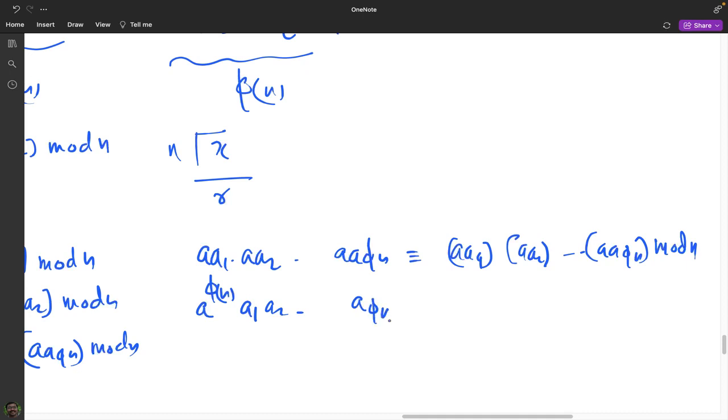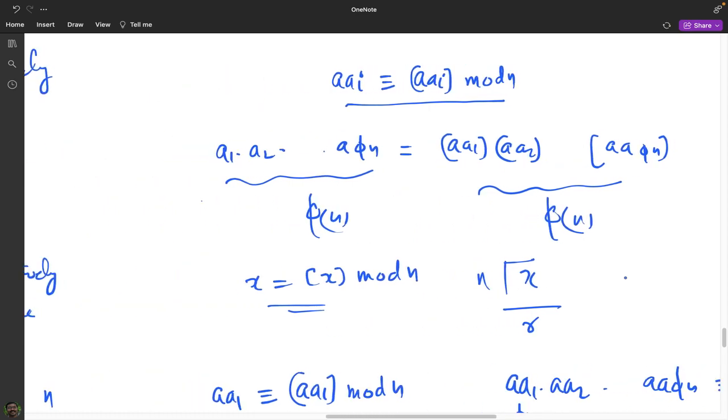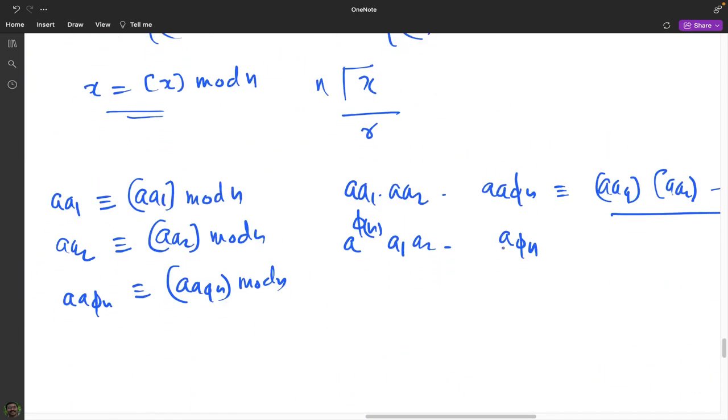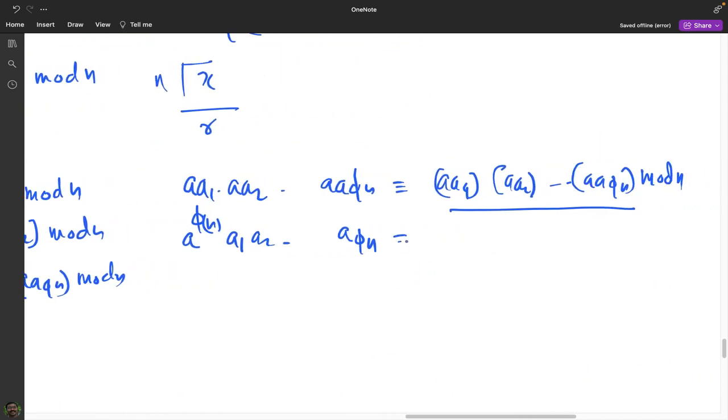a phi n will be here. And you know that this quantity is actually equal to a1 into a2 into etc. a phi n. So I will replace it here. So it is congruent to a1 into a2 etc. into a phi n modulo n. Okay, what does this mean?